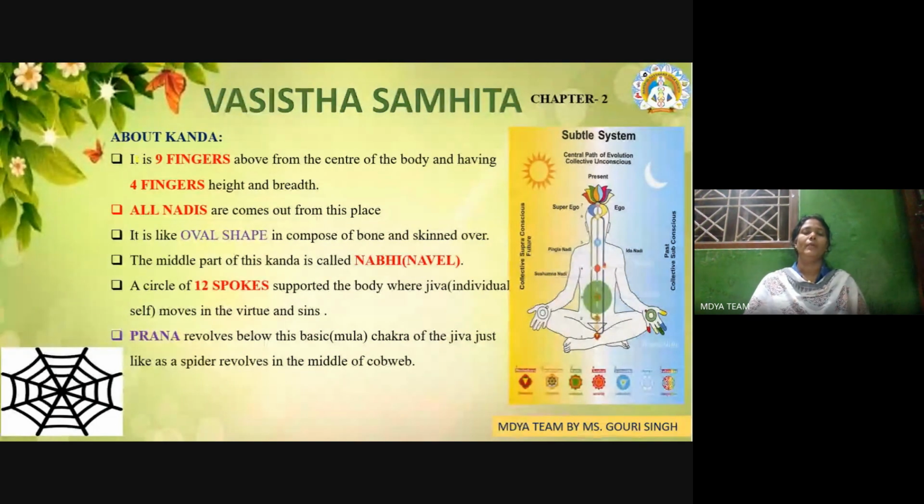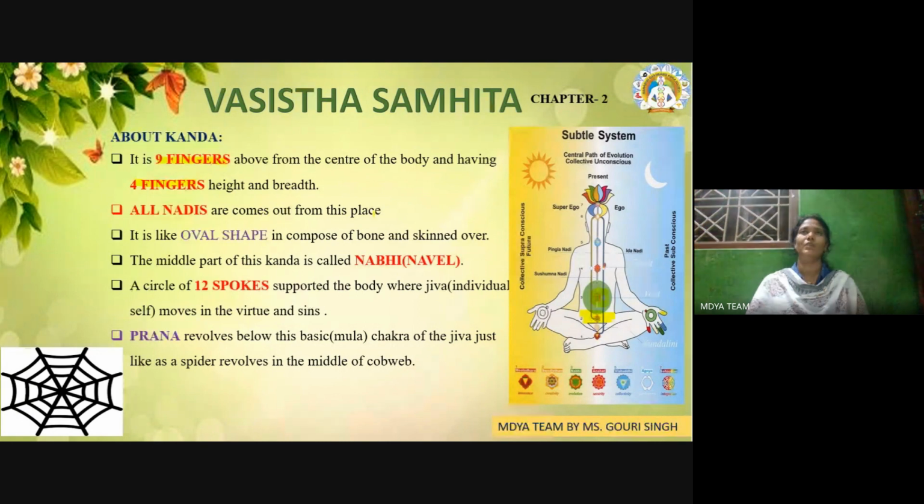About the kanda location, Vasishtha is telling it is 9 fingers above the center of the body. Where is the center of the body here? Are you able to see? Here is the center of the body. Vasishtha says 9 fingers above the center of the body, its area is in the center of the body and it is 4 fingers in height and breadth. Total height and breadth of the kanda is 4 fingers. Okay, and all the nadis come out from this place.